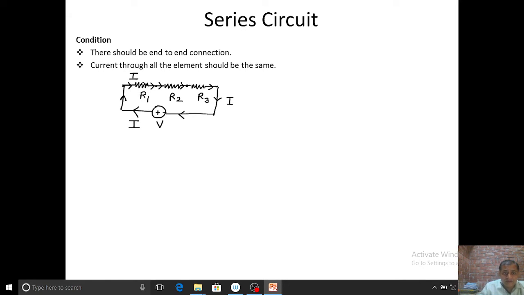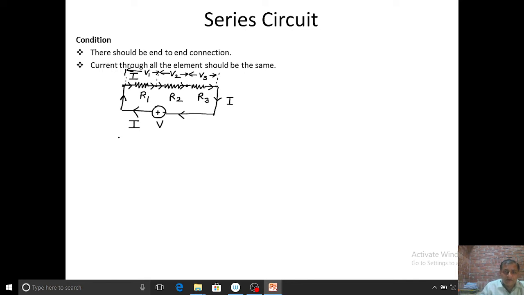The current flowing in R1 is I ampere, the current flowing in R2 is I ampere, and the current flowing in R3 is I ampere. So this I ampere is the same in all the resistances. The voltage across R1 is V1, the voltage across R2 is V2, and the voltage across R3 is V3.